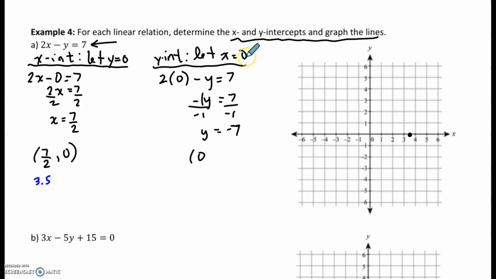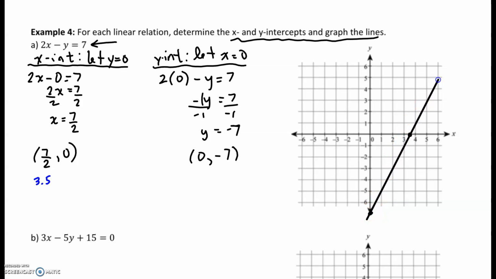0, that's my x value, and -7. Okay, and let's go ahead and plot that. So -7 would be here. Okay, now that I've plotted my 2 points, all we do is draw our line.